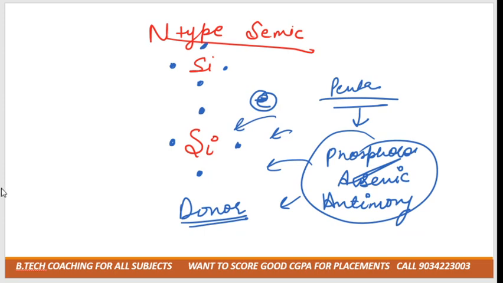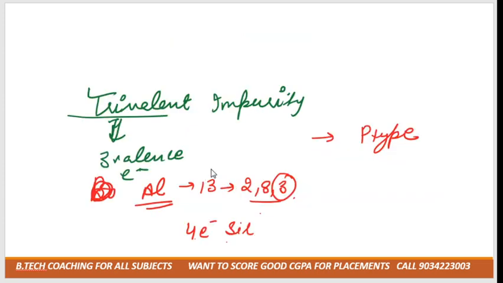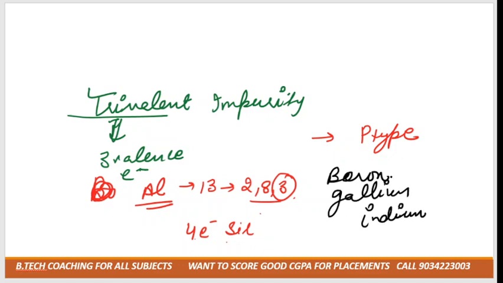Similarly with the p-type, one example I told you is boron, another we can use is gallium, or we can use indium. That will create an extra hole, which will result in the p-type. Okay, is this clear? Now it's clear. Any doubt up to here?